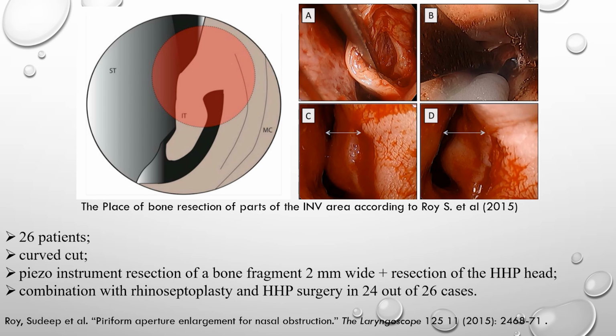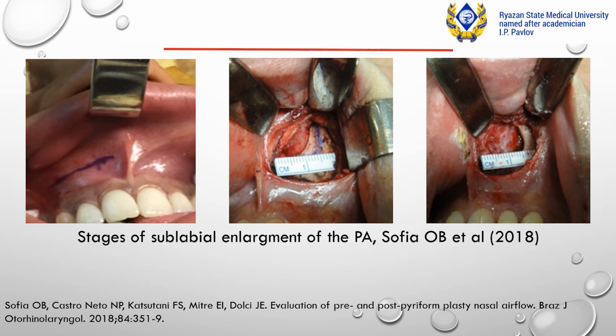There are some examples of piriform aperture enlargement. In this picture and work we can see the endonasal approach and the use of piezo surgery. In this work and pictures we can see the sublabial approach with the use of a cutting drill, but the aim of these works is the same: the enlargement of the piriform aperture.